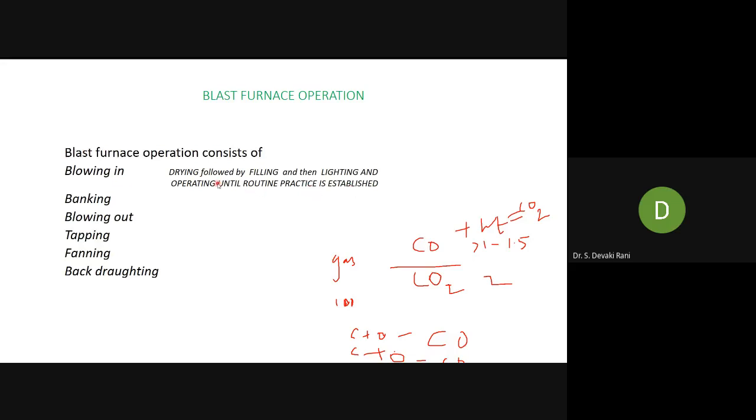Until means what? In the very beginning, we cannot estimate at what time the slag is forming, at what time reduction is taking place. Usually, iron ore reduction will be complete within 6 to 8 hours. So by trial and error, they will know at what time, when they charge, the slag has to be tapped and the hot metal has to be tapped. Once it is in routine practice, they can put the blast furnace under automatic control. That is the starting of a newly lined blast furnace.